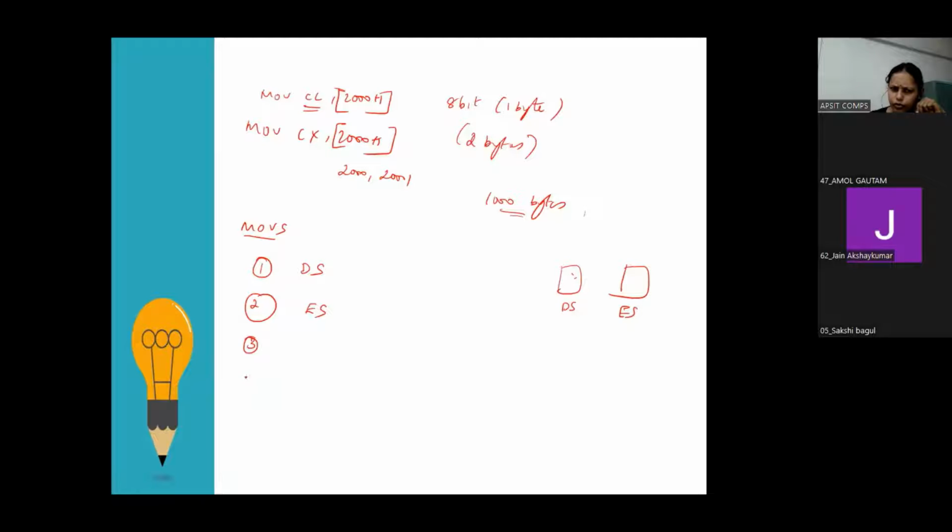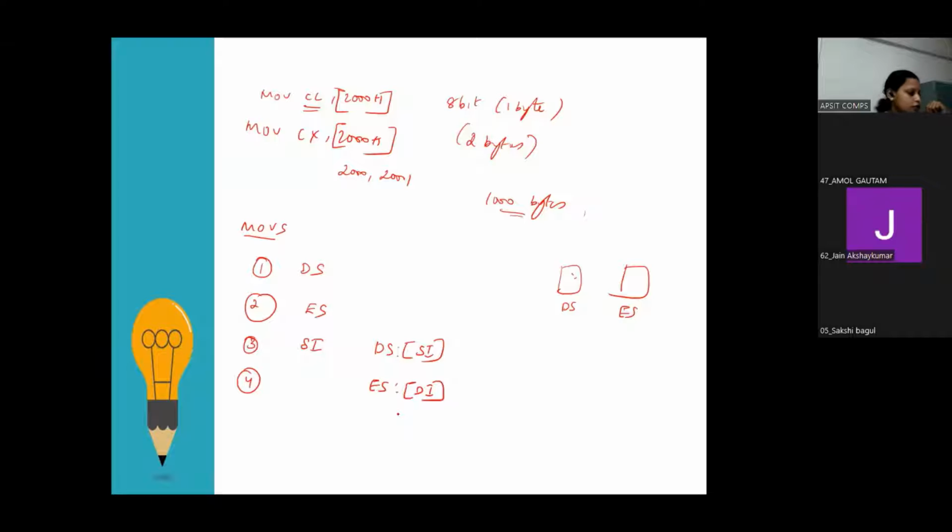What were the third and fourth rules? Does anybody remember? Who gives you the offset address of the data segment? Source index register. That means if you are accessing a string which is there in the data segment, that will be given by the source index register. Similarly, if you are accessing a string which is there in the extra segment, who will give you the offset address? That will be given by the destination index register, right?